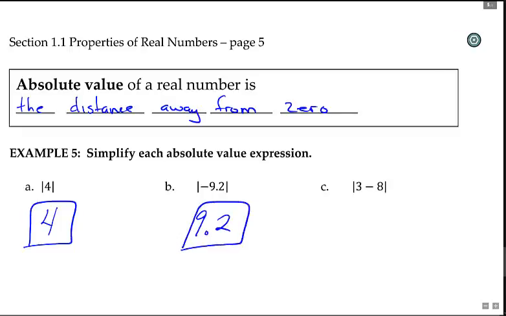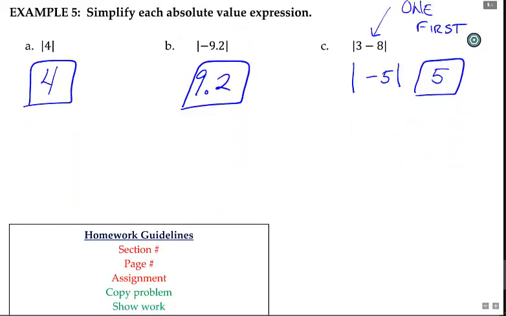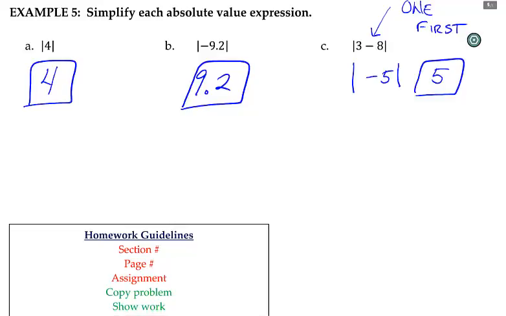And then lastly, how far is, wait a minute, we don't have one number there. We have to get that down to one number first before we can take the absolute value. So 3 minus 8 is negative 5. And the absolute value of negative 5 is 5. So that takes us to the absolute value, and we now see that we have taken it after we simplified it down to one number.